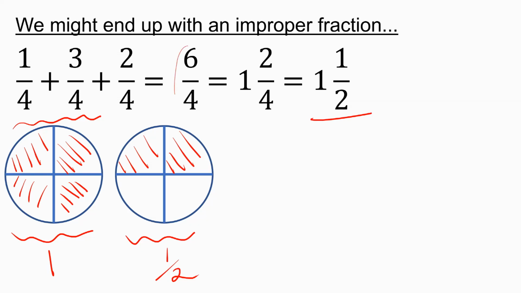To calculate this, we can just say that 6/4 can be written as 1.5 because 4 goes into 6 once with remainder 2, so we write it as 1 and 2/4. 2/4 will then simplify to 1/2.